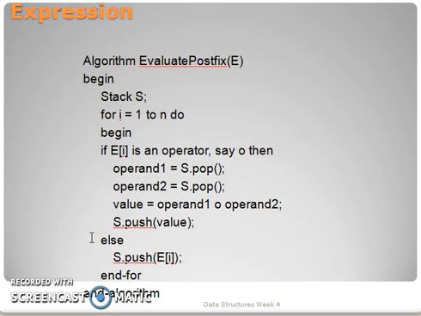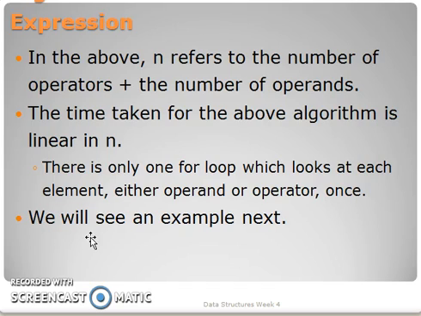So this is the pseudocode for it. Initially the stack is empty. With the help of a looping process, we are going to check each symbol. If we find an operator, then pop operand 1 and pop operand 2, and the operator must be applied to operand 1 and operand 2, then push the value. The same process will go on until the expression is over. Here n is the number of operators plus the number of operands.